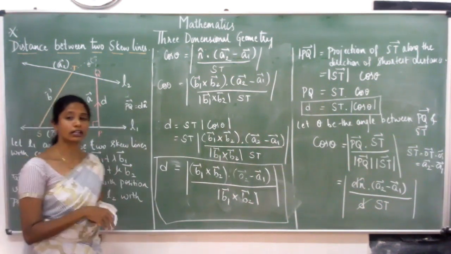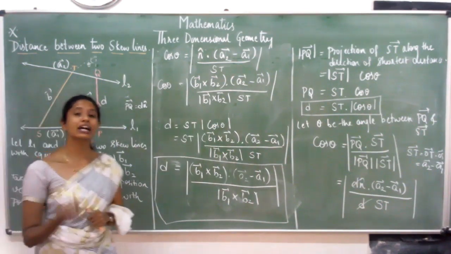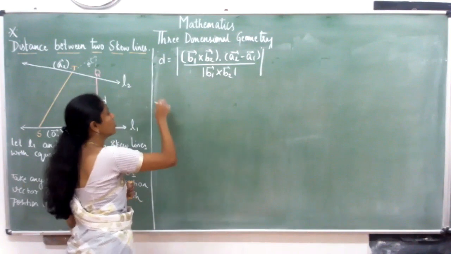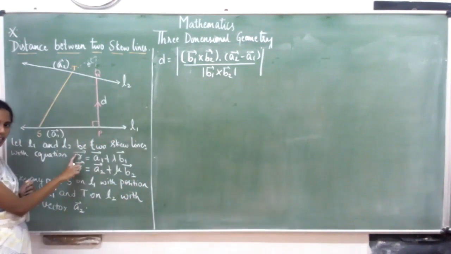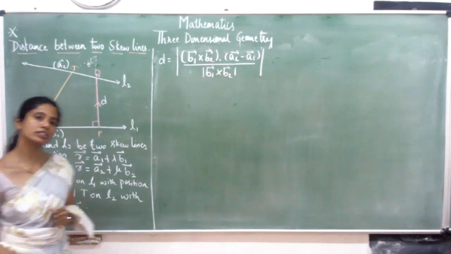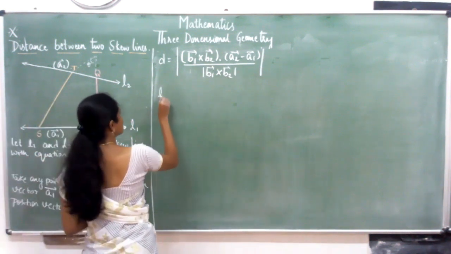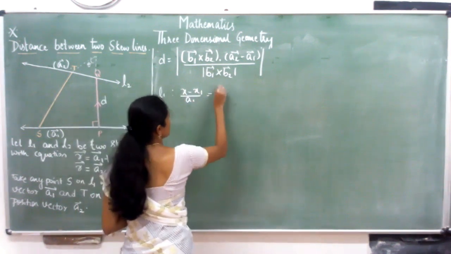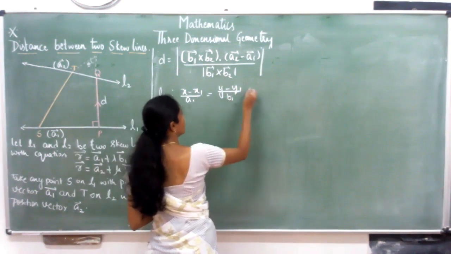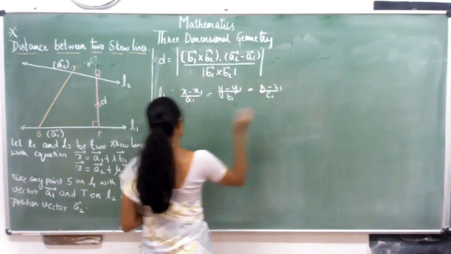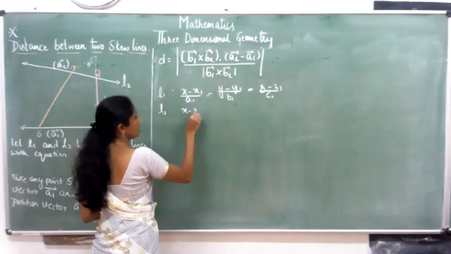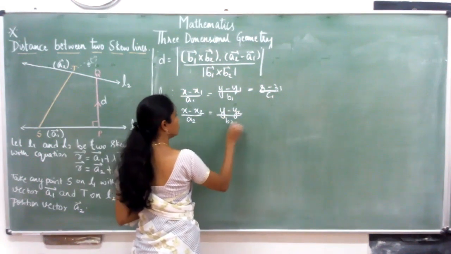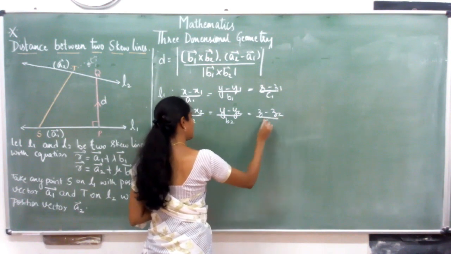Okay, next, this is the vector form. We should even find what is the Cartesian form of it. Now let us derive for Cartesian form. This is the vector form, that is, here the equations are given in vector form. Instead, if the equations are given in Cartesian form, that is, the line L1 is given in the Cartesian form, which is x minus x1 by a1, which is equal to y minus y1 by b1, which is equal to z minus z1 by c1, and the line L2, x minus x2 by a2, which is equal to y minus y2 by b2, which is equal to z minus z2 by c2.